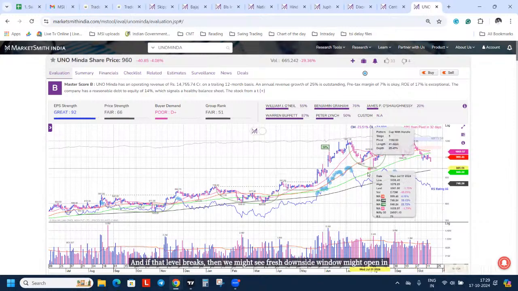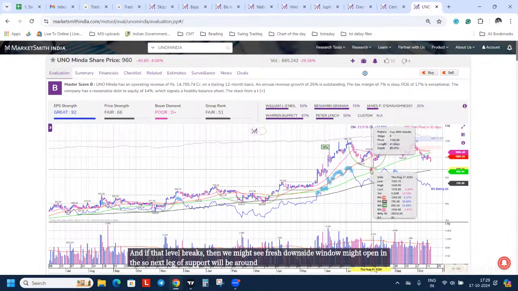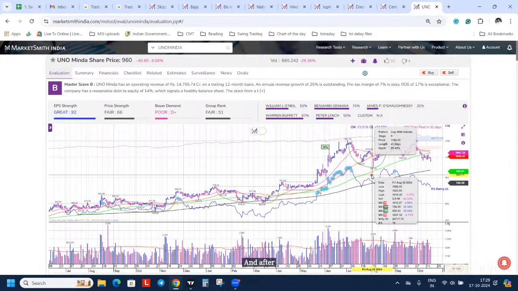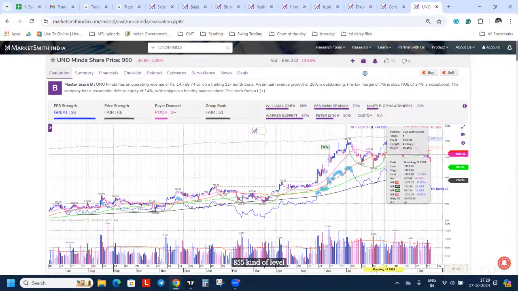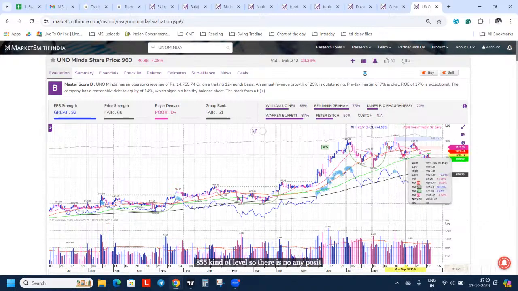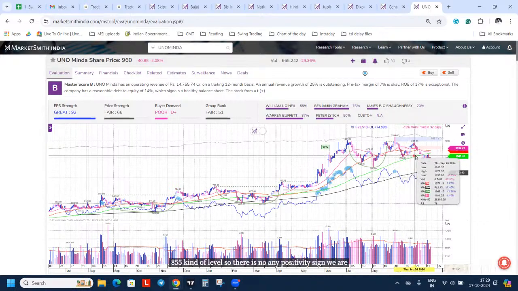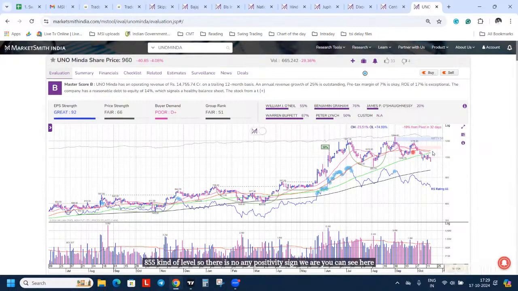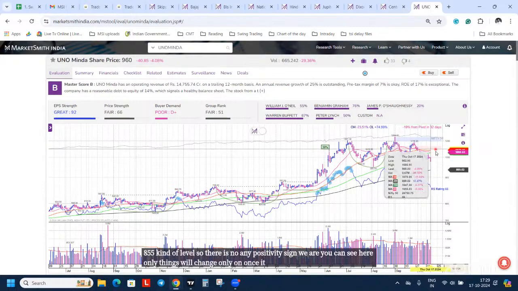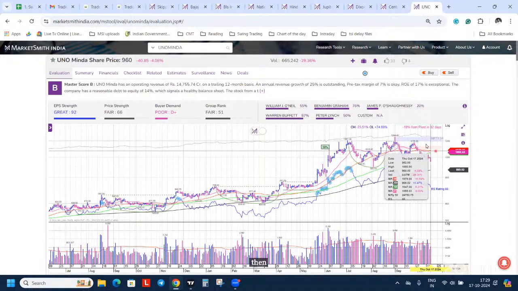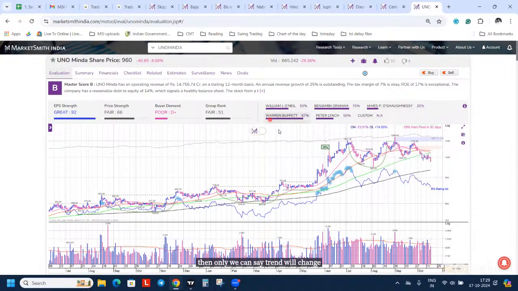So the next leg of support will be around the 200 DMA, and after that it may head towards the 850-855 level. So there is no positive sign we can see here. Things will change only once it closes above the 50 DMA, then only we can say the trend will change. But this stock is looking bearish.